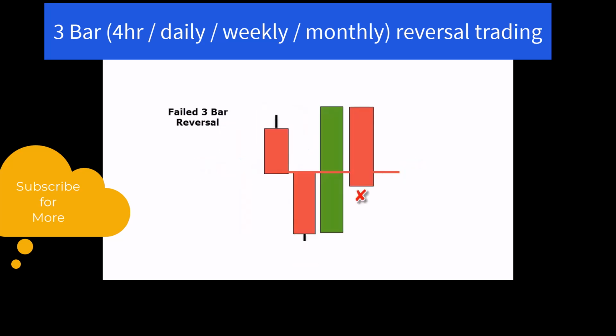So if a successful 3-bar pattern is a close above both candlesticks or bars, I would consider a close below the high of the pivot candlestick a failed pattern for an uptrend. And we could be entering a trading range, and I would just exit the trade. I wouldn't wait for my stop to get hit.